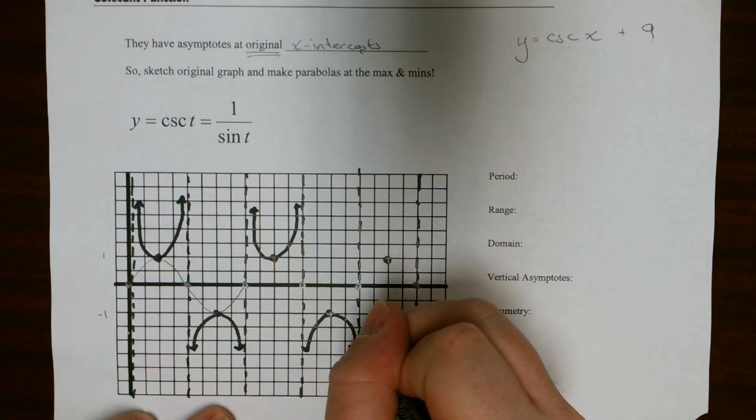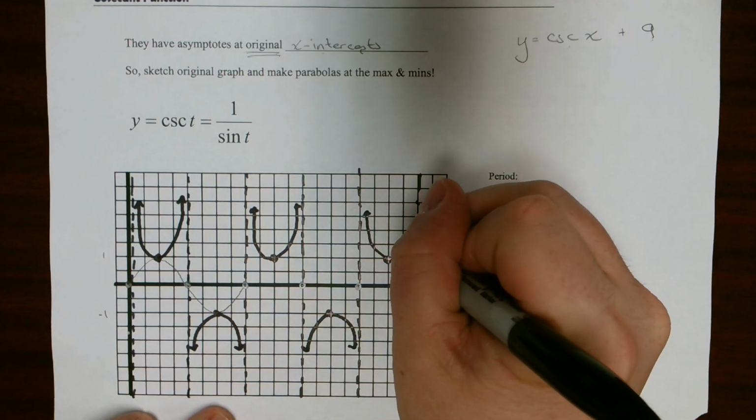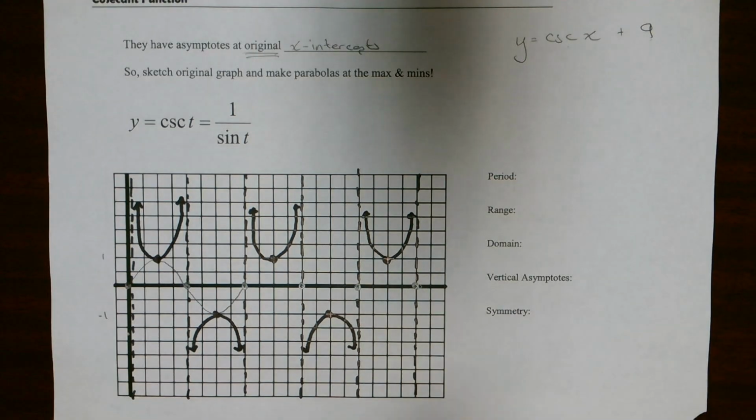Looks like a bunch of mini parabolas, but they're not, because they are bounded by these vertical asymptotes. And there's the graph for cosecant. Now, let's talk a little bit about the characteristics of it.